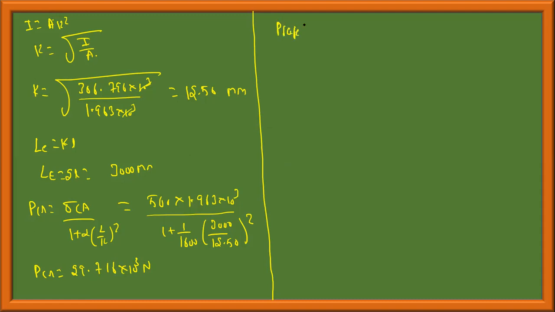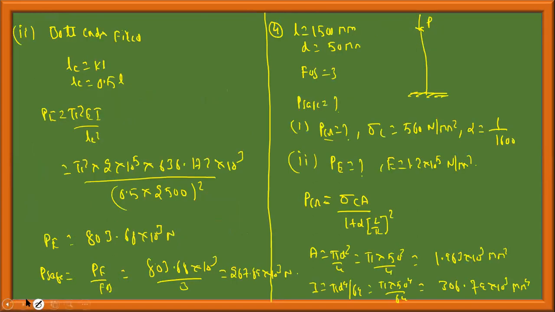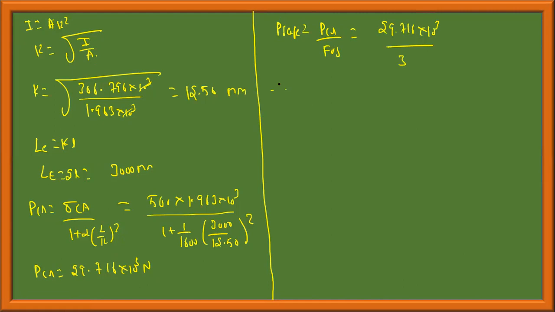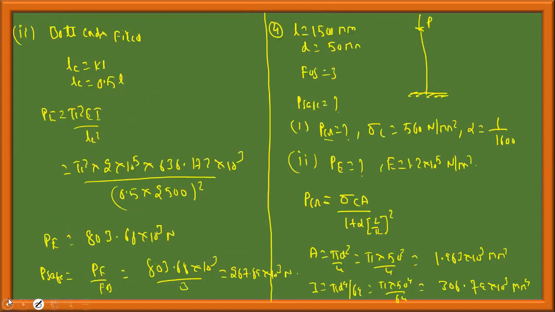Okay. Then he has asked the safe load. P safe is equal to P crippling by FOS, which is equal to 29.716 into 10 power 3 by factor of safety. He has given us 3. Tell me this answer. Therefore, P safe will be equal to how much? So that is safe load. 9.905 into 10 power 3.